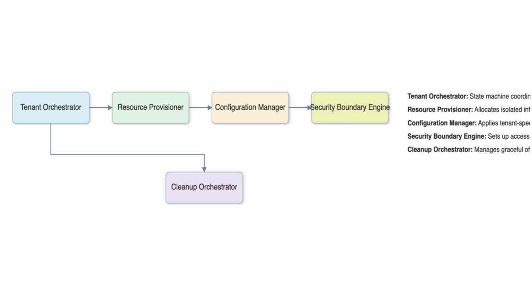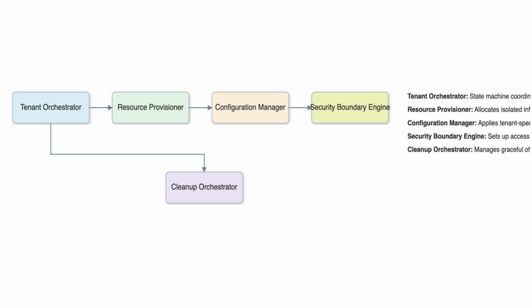The resource provisioner then steps in, handling infrastructure allocation. It creates isolated namespaces, dedicated processing queues, and network policies, ensuring each tenant gets guaranteed resources while remaining completely isolated. Next, the configuration manager applies tenant-specific settings, from log retention periods to processing rules, all automated based on service tier.